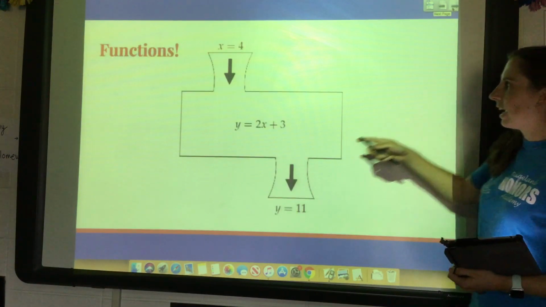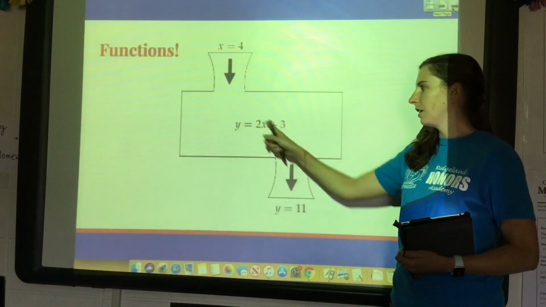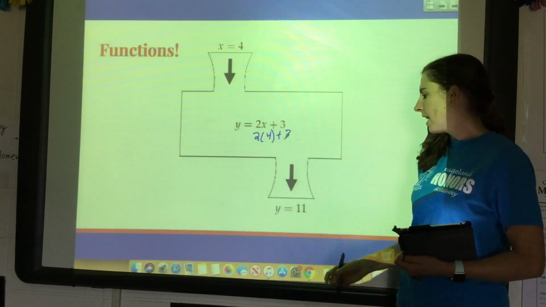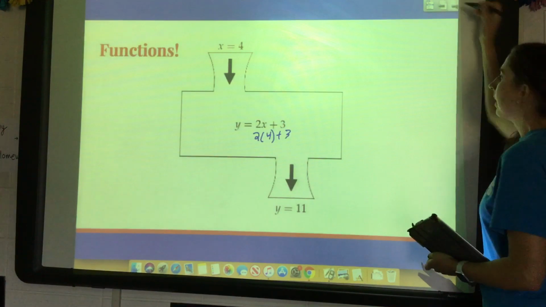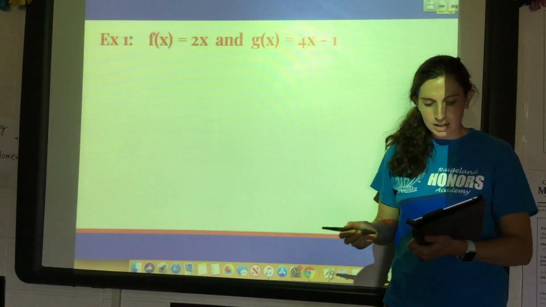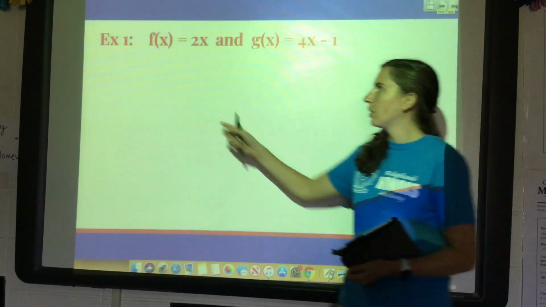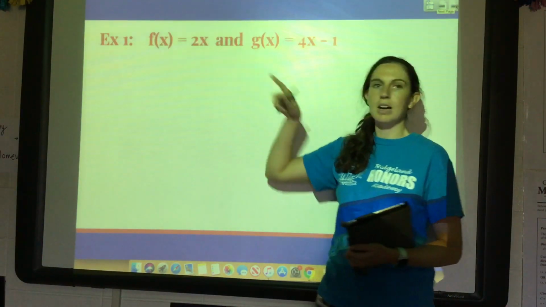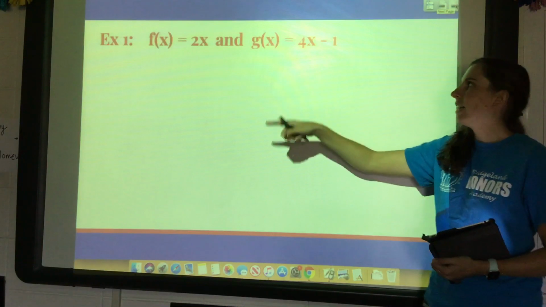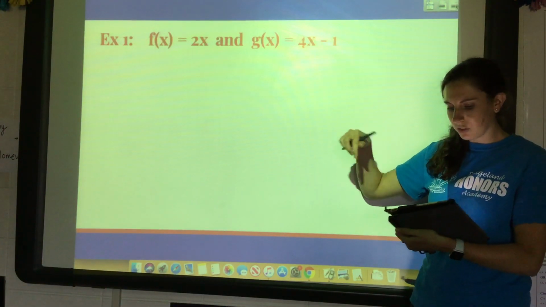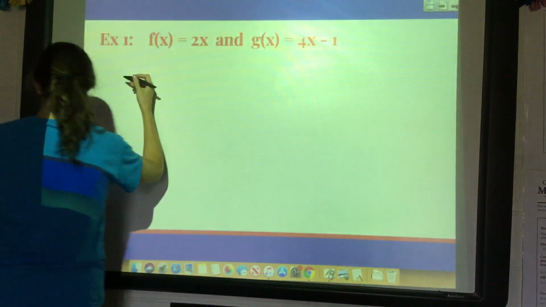Here's another example: if your input was 4, you put it into this function, you do 2 times 4 plus 3, and you'd get out 11. Okay, so now let's do a little bit more review. Let's say we have the function f, whose rule is 2 times the input, and g, whose rule is 4 times the input minus 1.